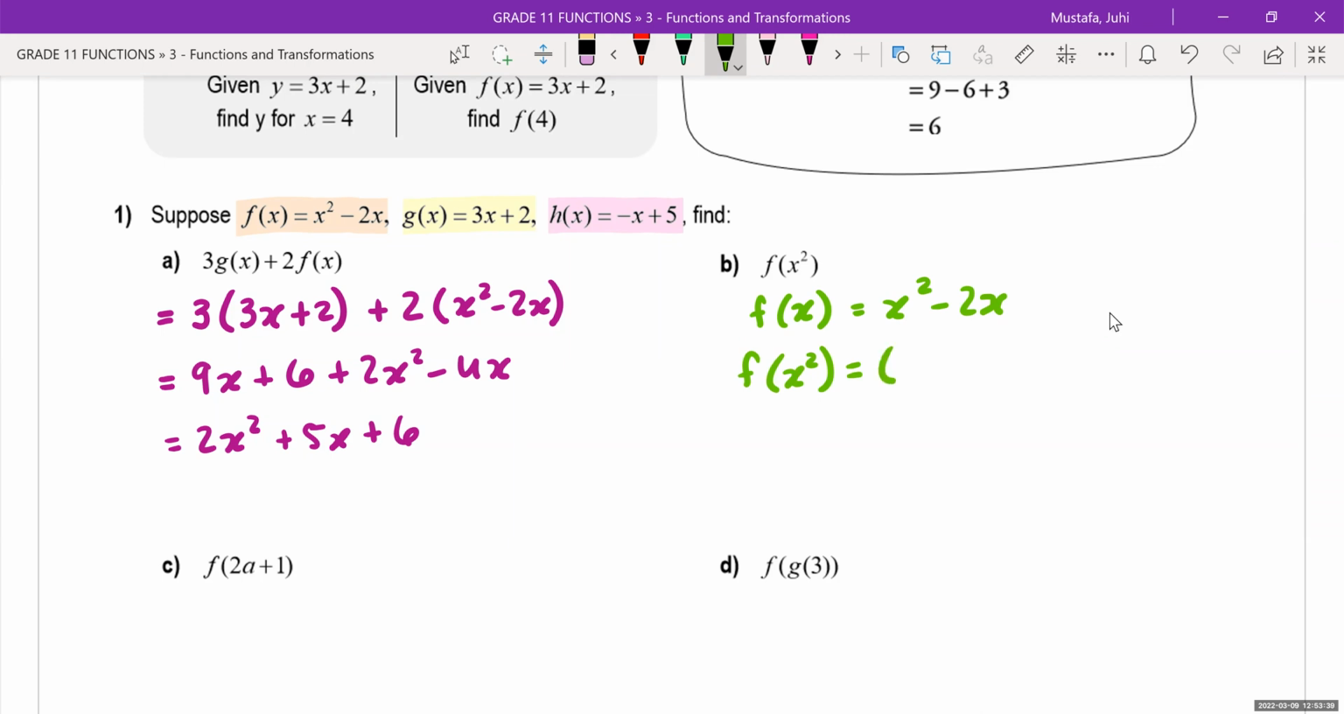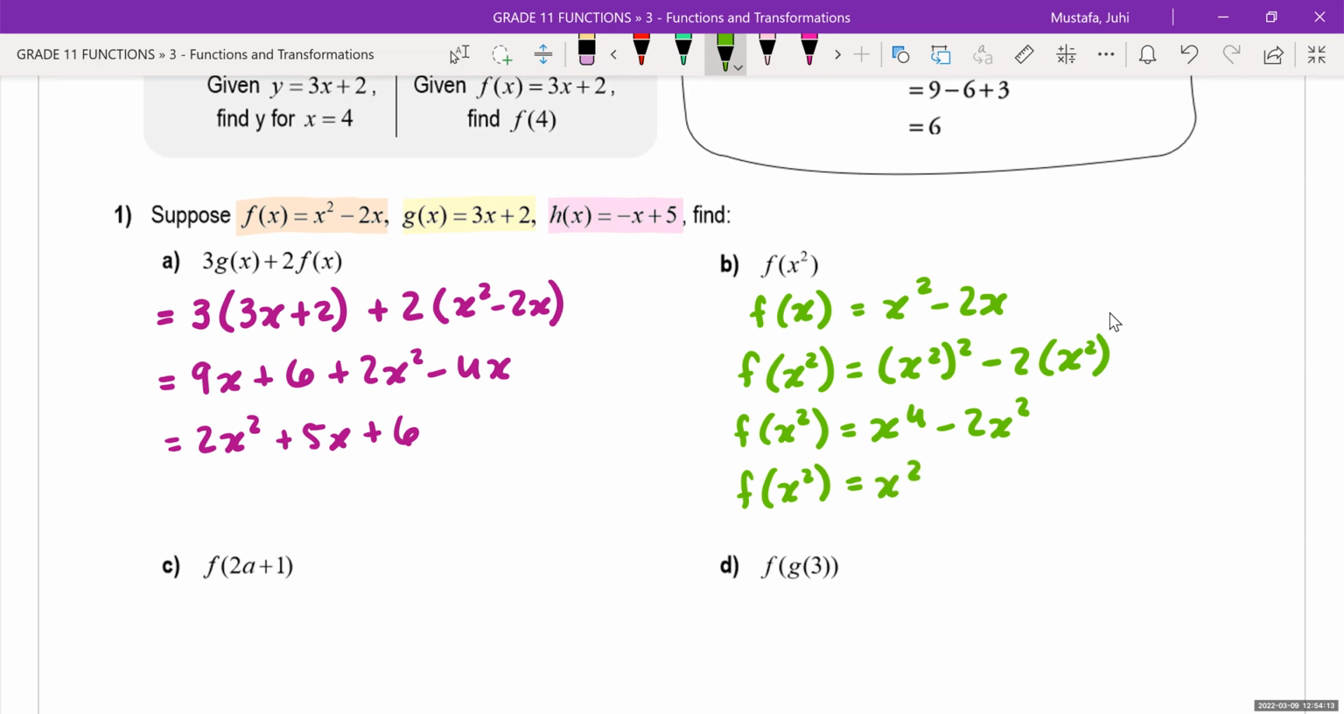So the first x, I'm going to replace with x squared, and it's going to be x squared to the power of 2. And the second x is also going to be replaced with x squared. Okay, I'm going to keep going. This is going to be x to the power of 4 minus 2x squared. And if we wanted, we could just factor out the x squared and be left with x squared minus 2.